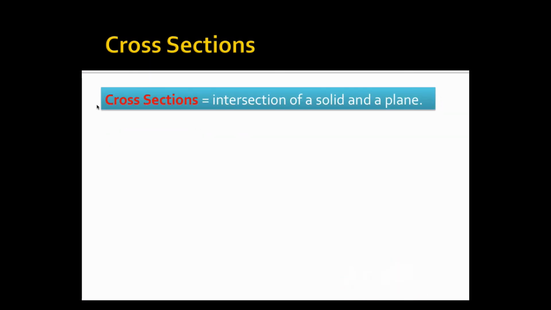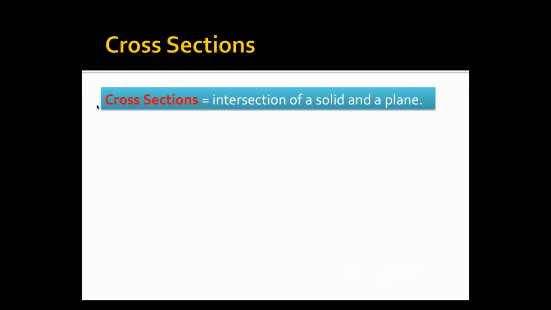One last thing, cross sections. We're going to be taking our three-dimensional figures and slicing them. And when you slice them and open them up, you have a two-dimensional figure. So for instance, if you take an orange and you cut it in half and you open it up, what two-dimensional shape are you looking at? A circle, correct.